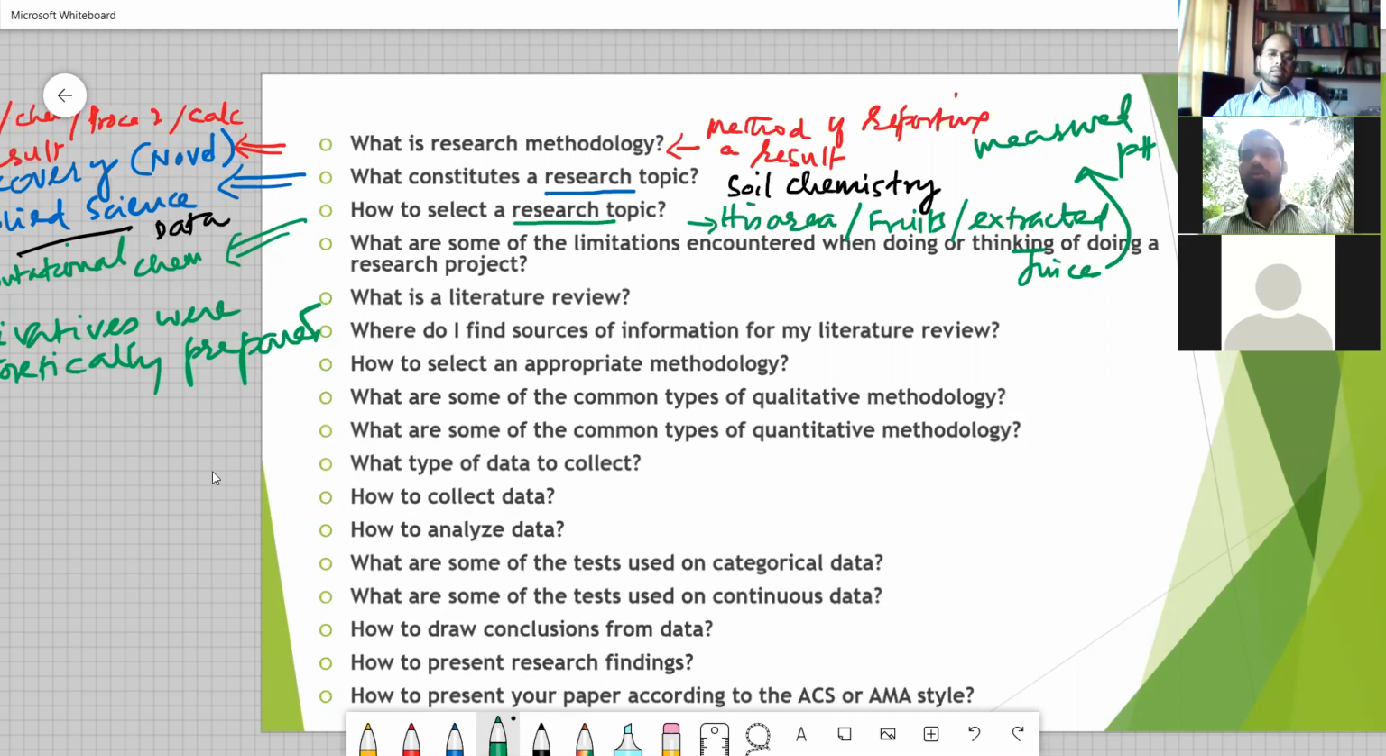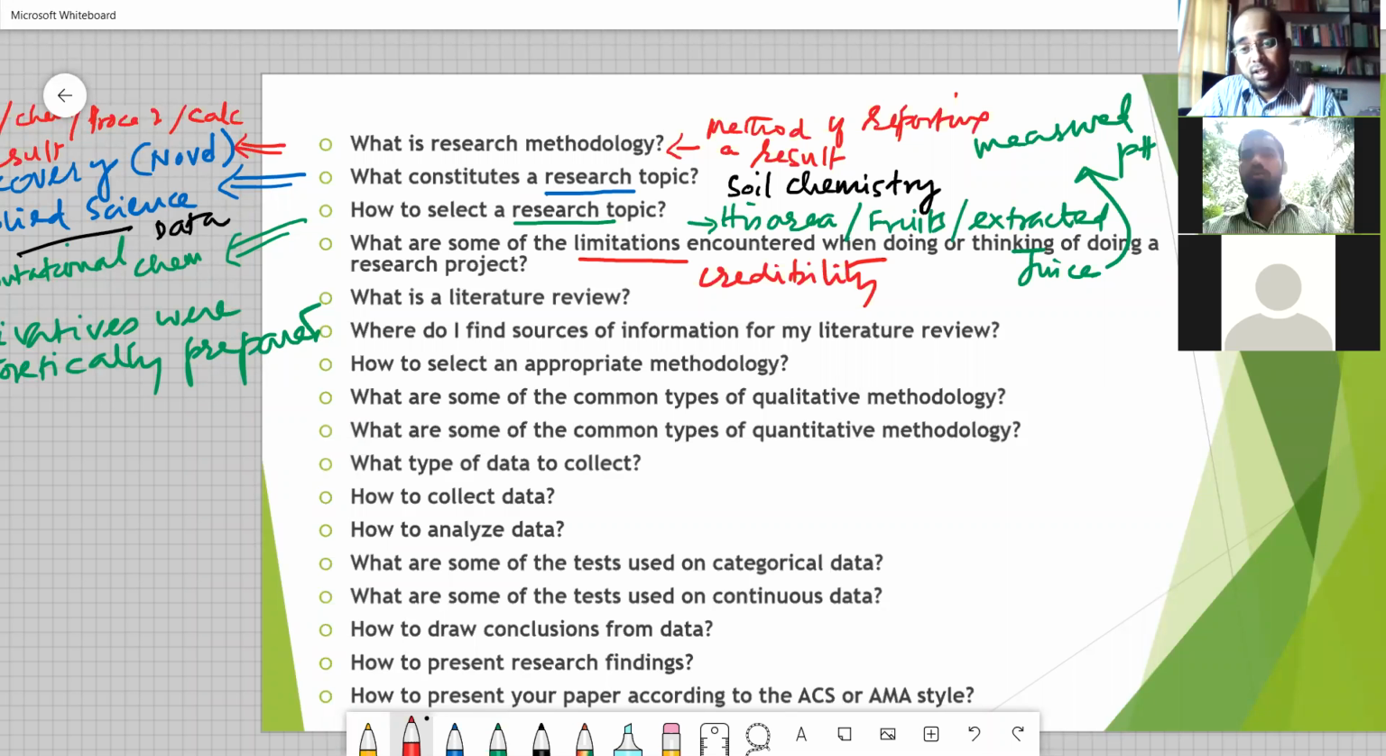Okay. But there are certain limitations. What are the limitations encountered when thinking of doing a project? Credibility. Credibility means, the result obtained in one place will also come in other places, but that won't happen most of the time.